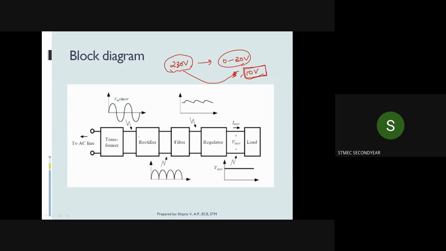And the second one is the rectifier. What is the function of a rectifier?